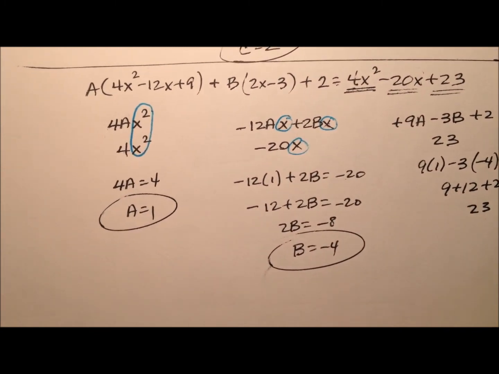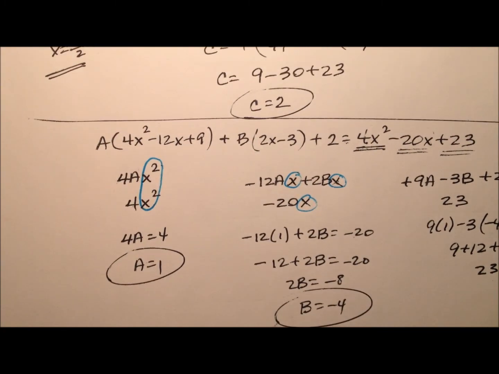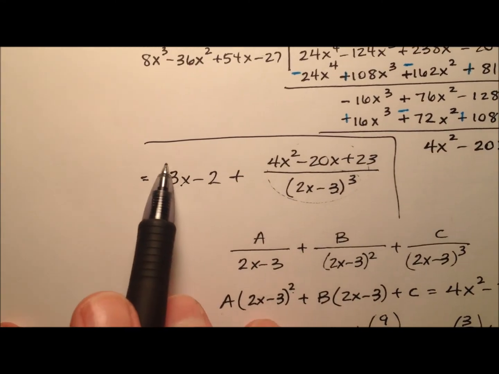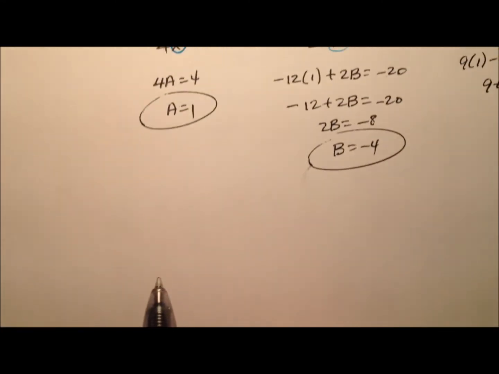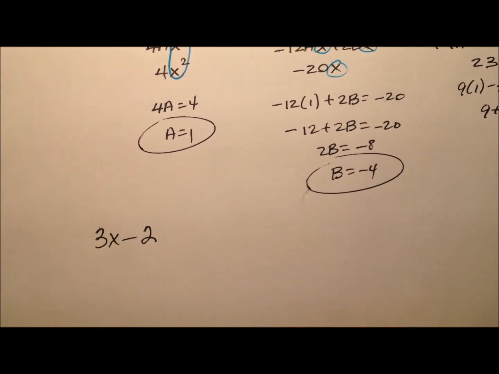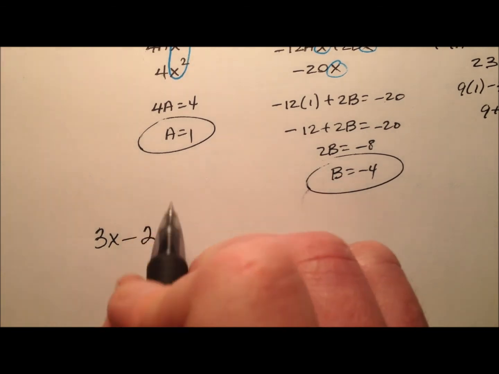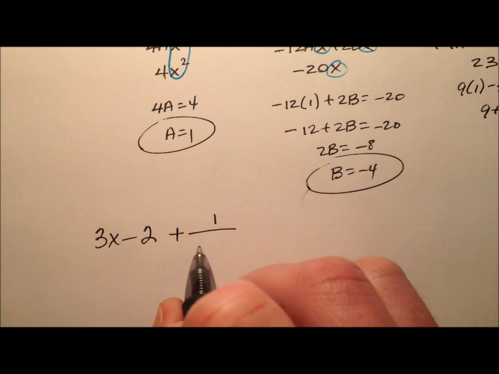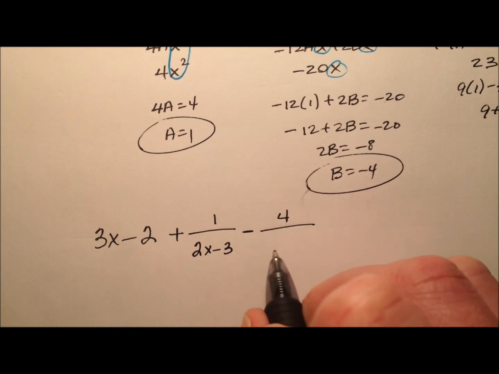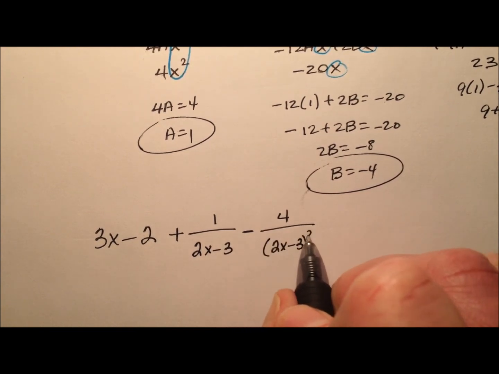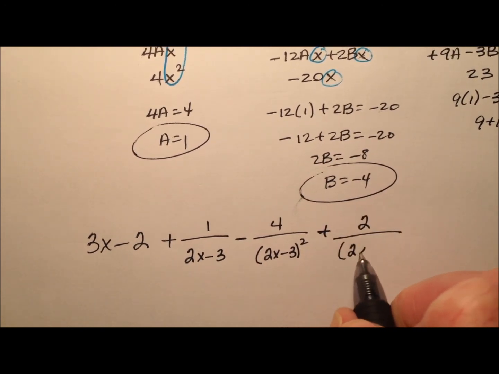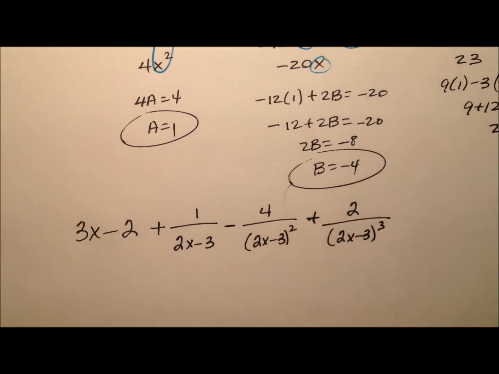Okay, so I have values for a, b, and c. Let's go ahead and write it. My whole parts from way up here were the 3x and the minus 2. So I'm going to say 3x minus 2, and now I can do my partial fractions. My a was a positive 1, so plus 1 over 2x minus 3. My b was a negative 4, so minus 4 over 2x minus 3 squared. And my c was 2, so plus 2 over 2x minus 3 cubed.